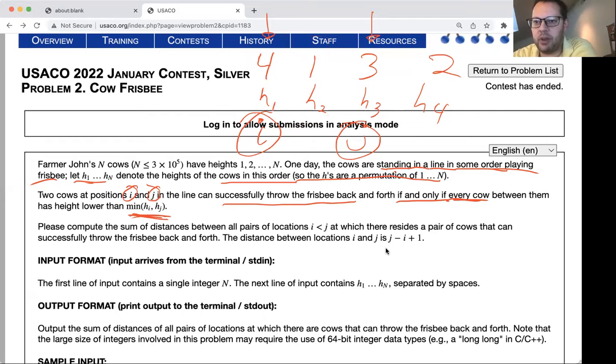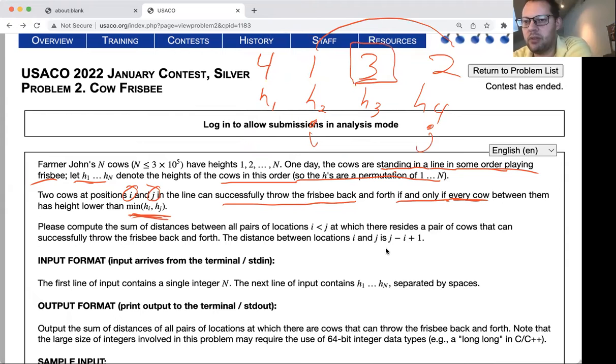Let's look at an example where they can't throw a Frisbee. Let's say my I was at H2 and my J was over here at H4. These two cows cannot throw a Frisbee because 3 is not shorter than the shortest of them. In fact, it's not shorter than either of them.